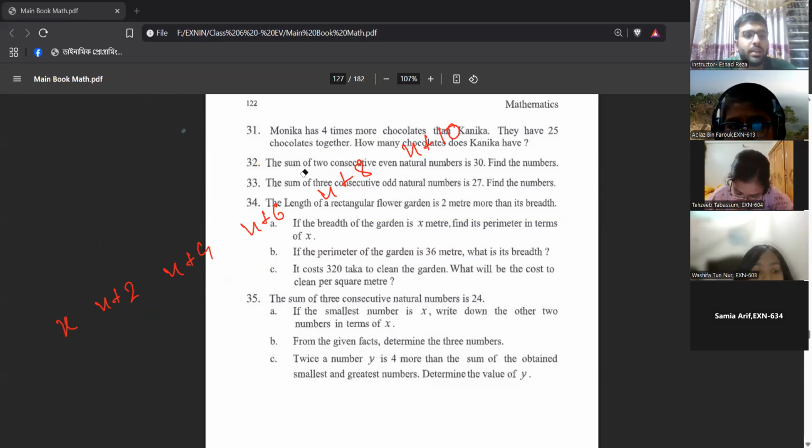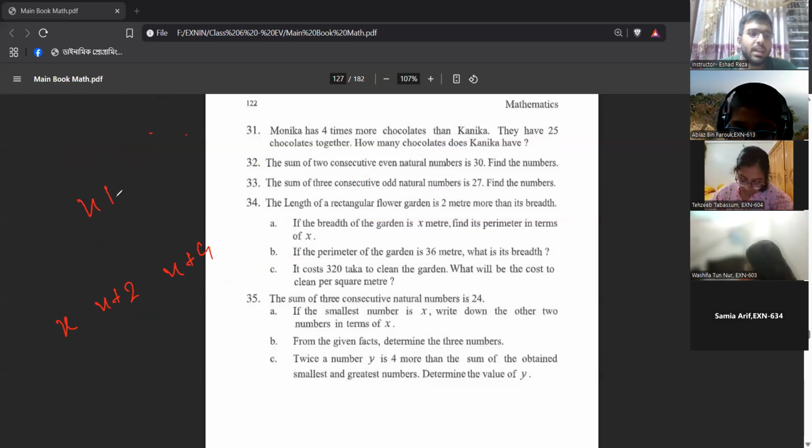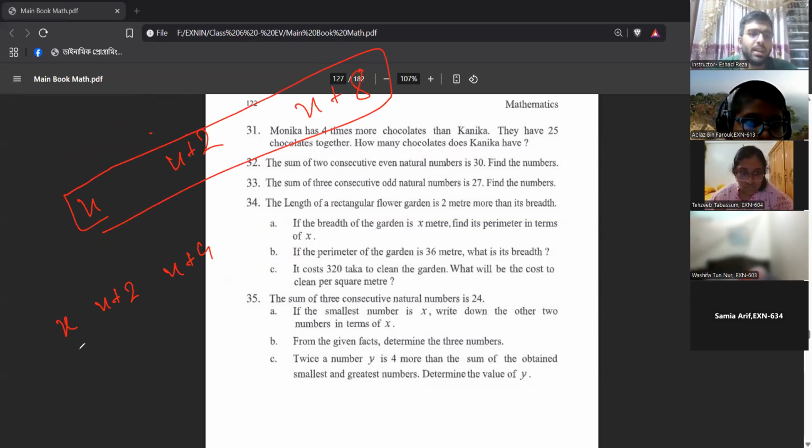Okay, great. So now they are telling me the sum of 3 consecutive odd natural numbers. So I don't need that many, I only need 3. So let's say one is x, another one is x plus 2, another one is x plus 4. Why did I not take x and then x plus 2 and then x plus 8? Why did I take these three?